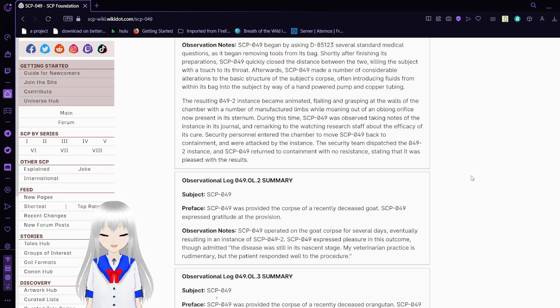Security personnel entered the chamber to move SCP-49 back to containment and were attacked by the instance. A security team dispatched SCP-492 and SCP-49 returned to containment with no resistance, saying that it was pleased with the results.